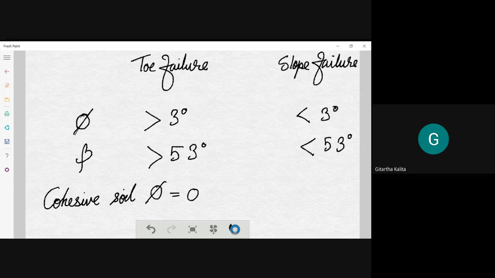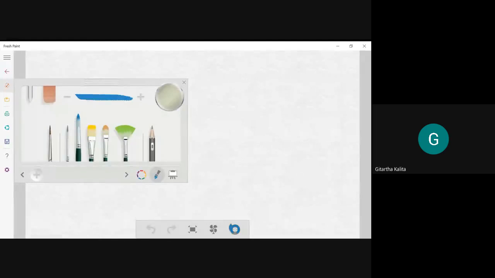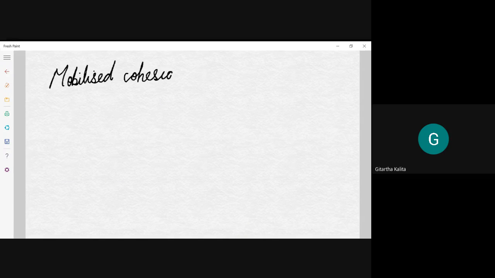Now one more thing that I would like to leave you all with is a term called mobilized cohesion. I want to know if you have got this term before. May I know if you have got this term before, mobilized cohesion?